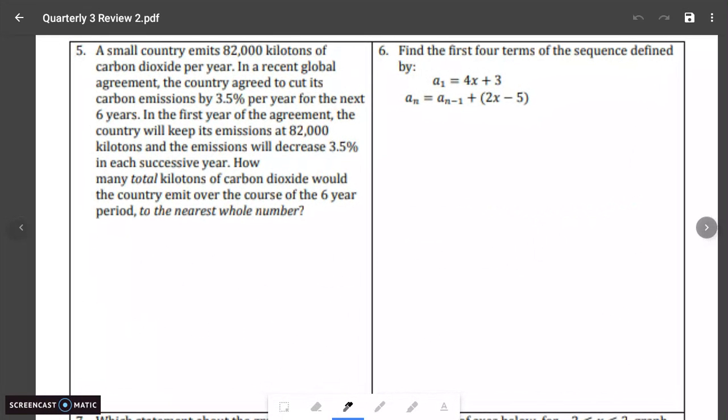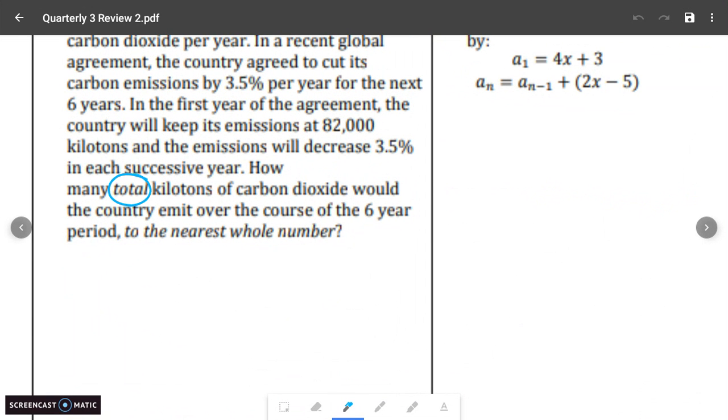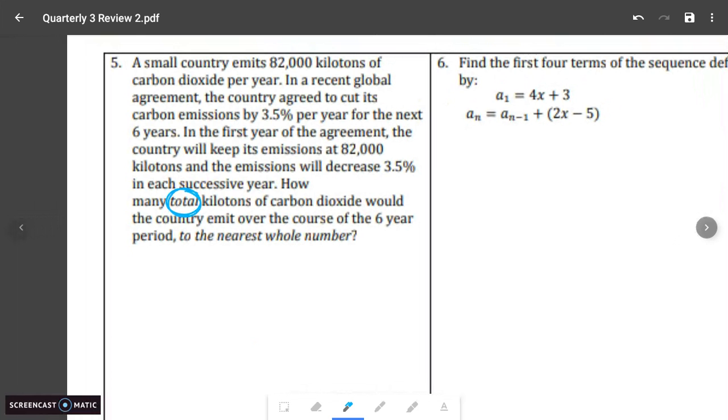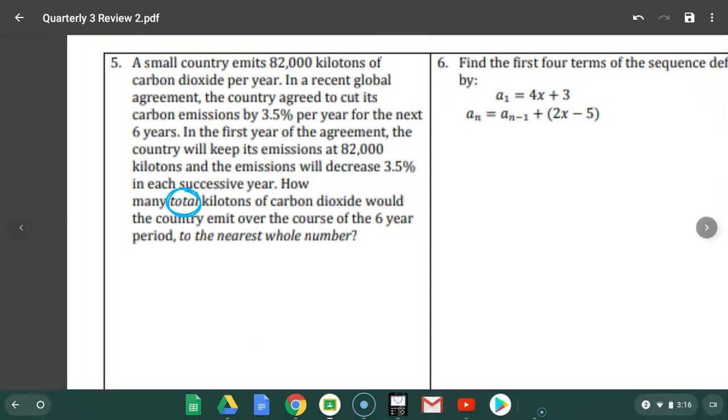Okay. A small country emits 82,000 kilotons of carbon dioxide per year. In a recent global agreement, a country agreed to cut its carbon emissions by 3.5% per year for the next 6 years. In the first year of the agreement, the country will keep its emissions at 82,000 kilotons, and the emissions will decrease each successive year. How many total kilotons of carbon dioxide would the country emit over the course of the 6-year period? Keywords, things that we want to look out for, are something like total. So we're trying to figure out all 6 years, not just a one-time deal.